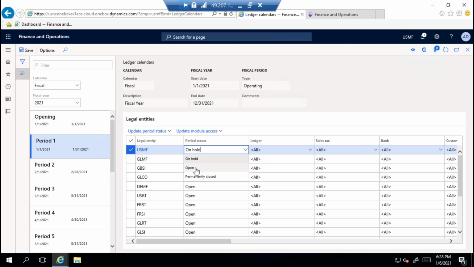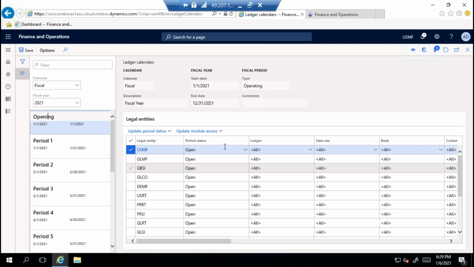Yeah, once we create a fiscal year in 365, all the periods will be opened automatically, right? Uh, see, no, one second. Actually, that statement is not correct. Small thing is there. For opening balances, it will always be permanently closed.